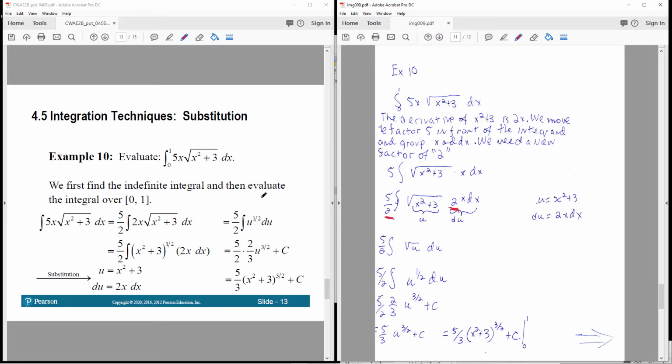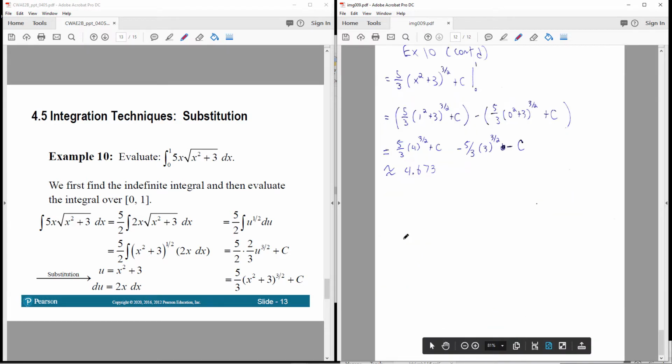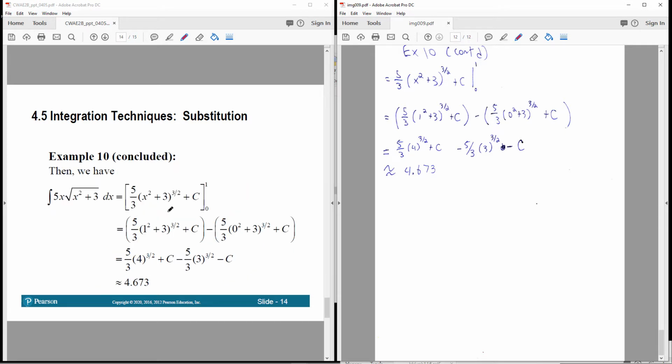And now I have to evaluate it for a particular interval. So I evaluate for a particular interval. I replace the x's with 1s and 0s and subtract. And it simplifies to being 4.673 for that one.